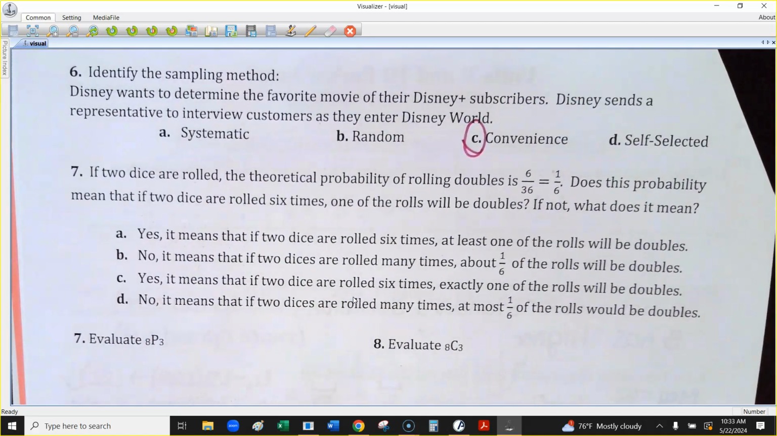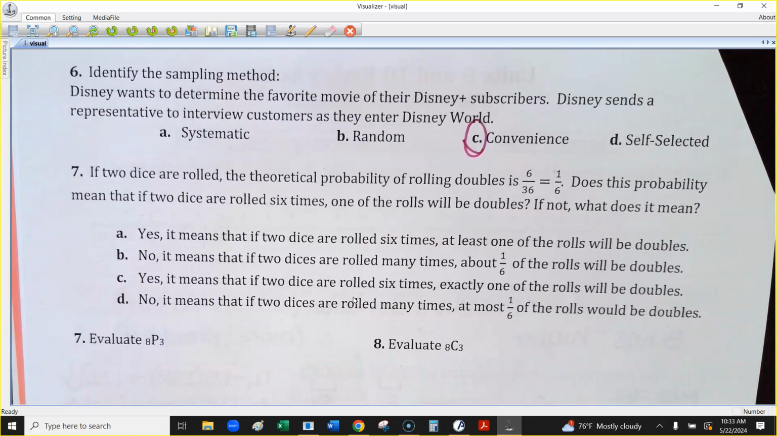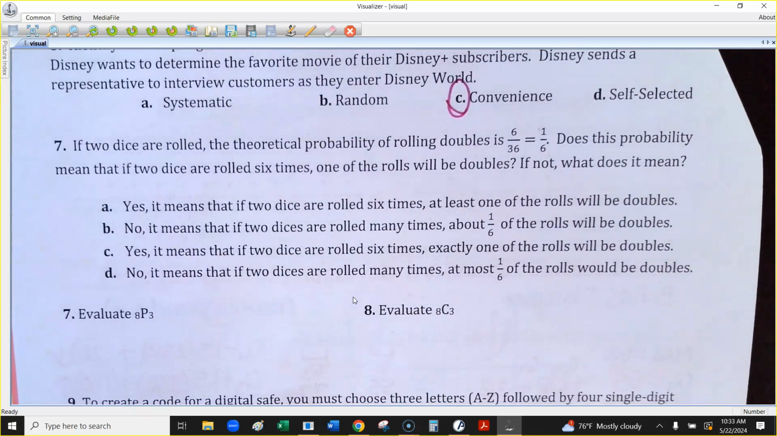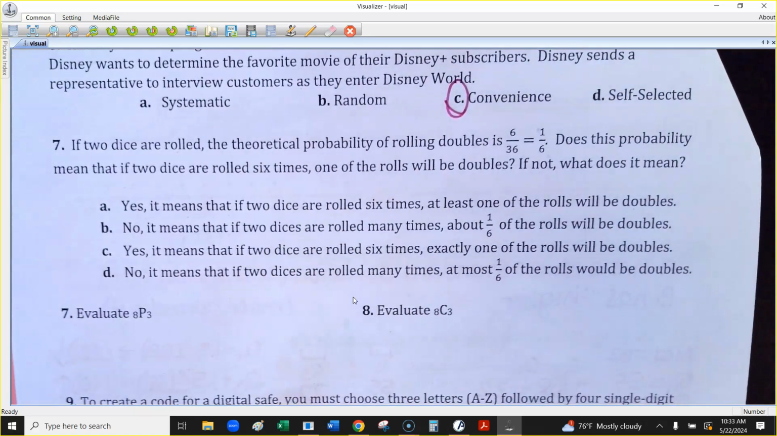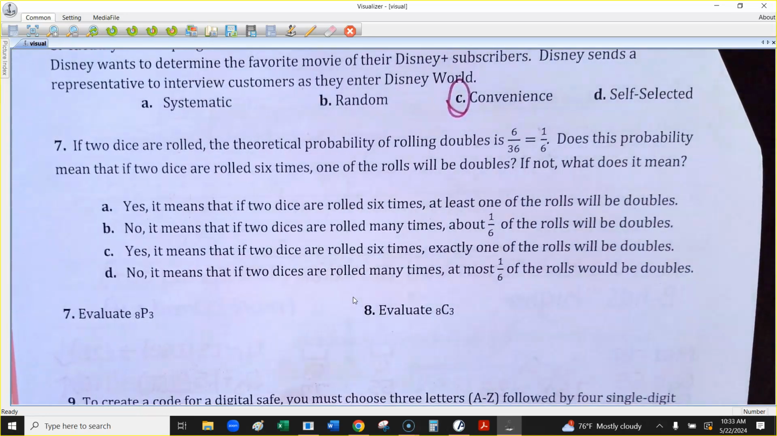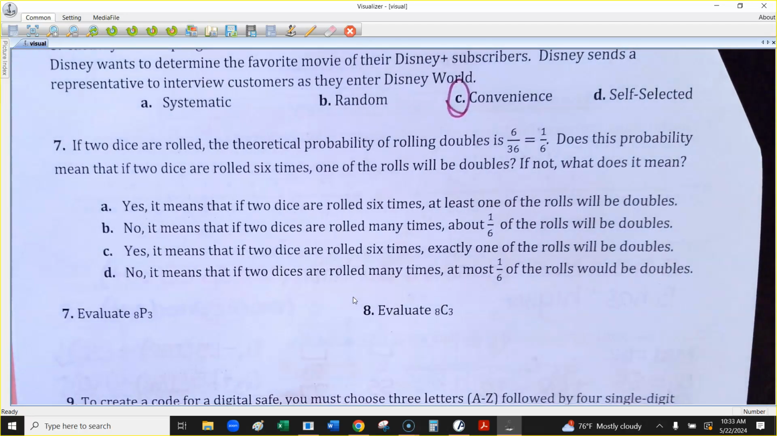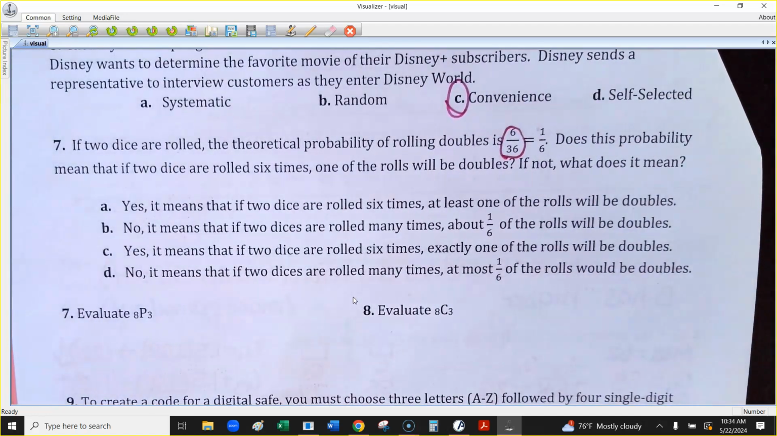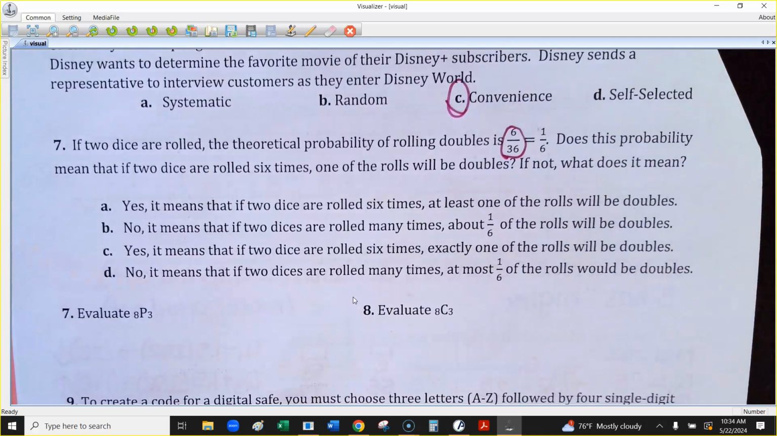Now, there's a weird question like this on the test, so I made a really similar problem here. It says if 2 dice are rolled, the theoretical probability, like what should happen, of rolling doubles, so like 1, 1, 2, 2, 3, 3, 4, 4, 5, 5, 6, 6. If you think about those little charts that we made forever ago with the probability of rolling 2 dice, there would be 6 of those. There were 36 possible options. So 6 out of the total 36 would represent rolling doubles. That reduces to 1/6. That would be the theoretical probability.